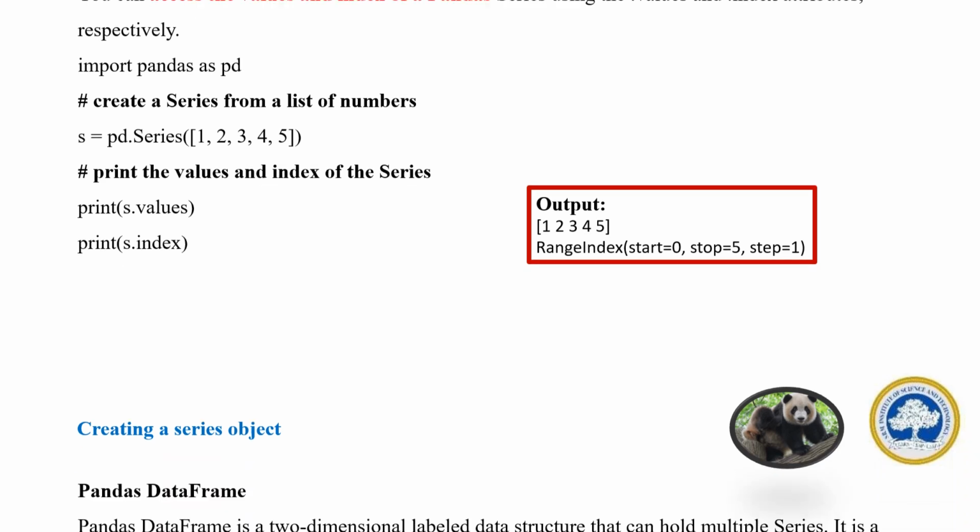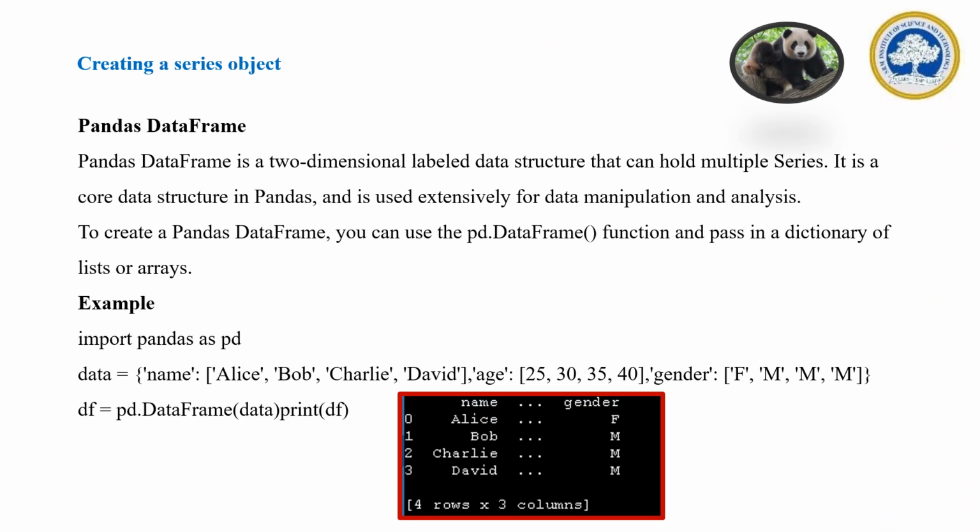Coming to the pandas DataFrame, it is a two-dimensional labeled data structure that can hold multiple Series. If name is one Series, gender is another Series. It is extensively used for data manipulation and analysis. That is called a DataFrame. It takes a dictionary of lists or arrays. Import pandas as pd, data with name, age, gender, pd.DataFrame(data), print. So it is going to display it.